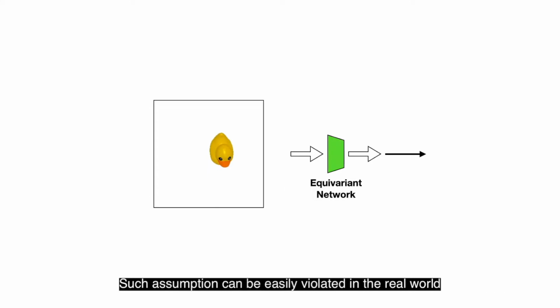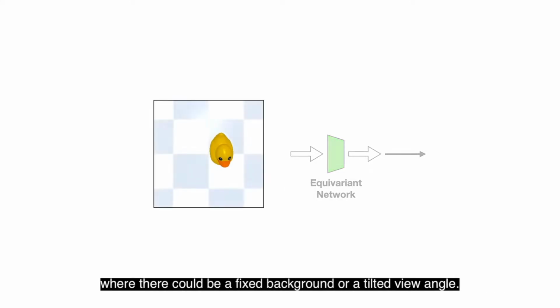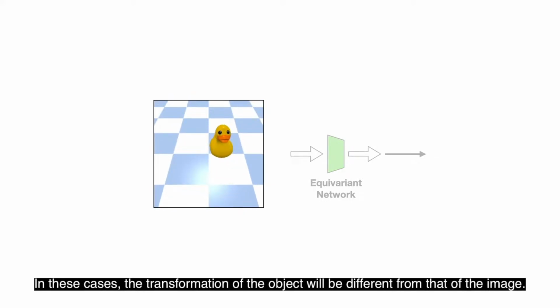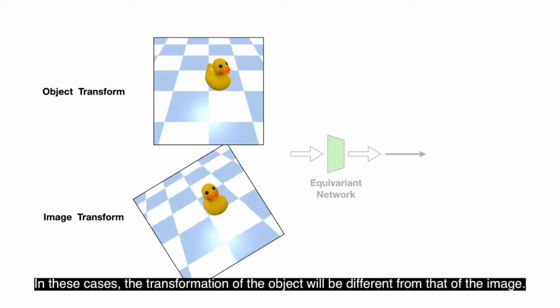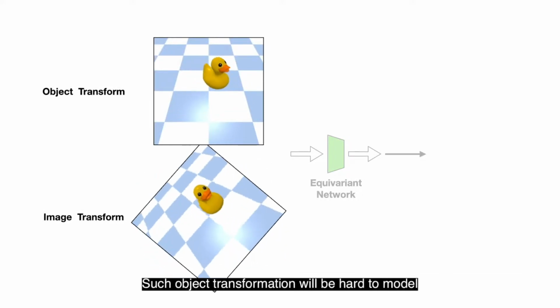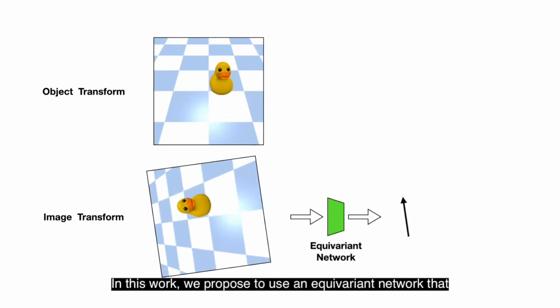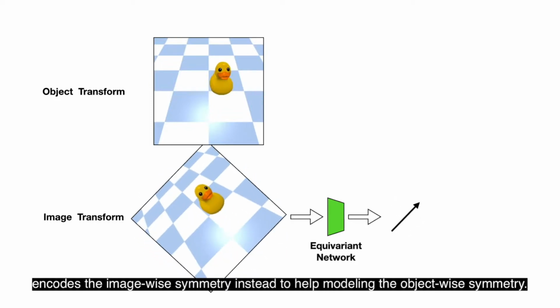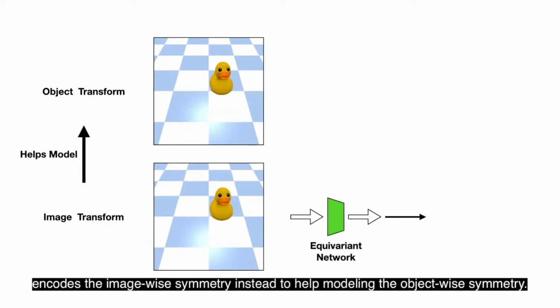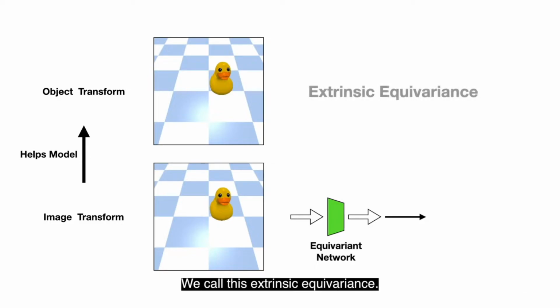Such an assumption can be easily violated in the real world, where there could be a fixed background or a tilted view angle. In these cases, the transformation of the object will be different from that of the image. Such object transformation will be hard to model, and an equivariant network will not directly apply. In this work, we propose to use an equivariant network that encodes the image-wise symmetry instead to help modeling the object-wise symmetry. We call this extrinsic equivariance.